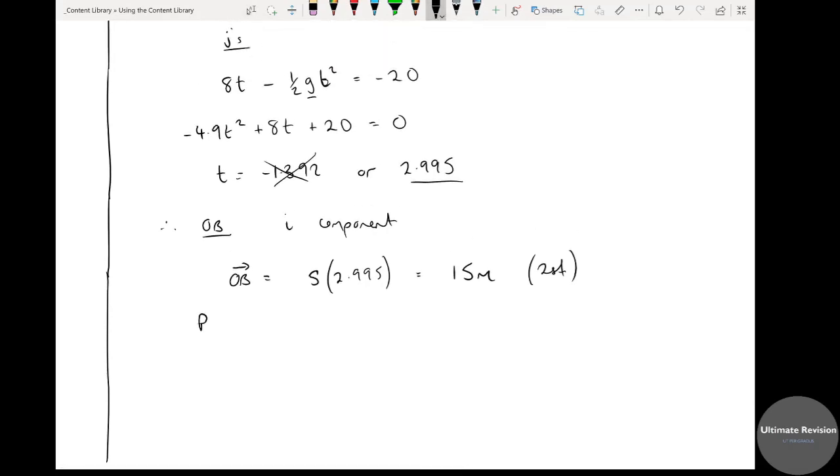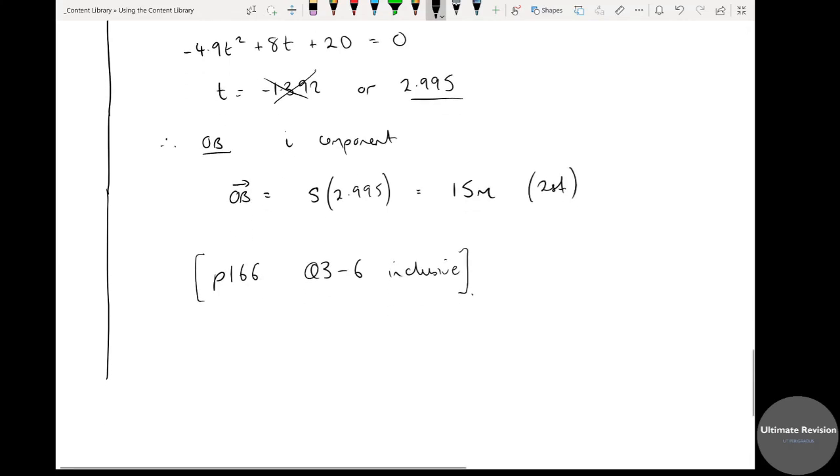So what I do want you to do today, for the time being, and please submit this to your OneNote page: 166. There's 6 questions there. I'll make you do questions 3 to 6 inclusive. Okay, 3 to 6 inclusive. Please do upload that to your OneNote page, and I'll check in with you guys at some point next week. Take care.